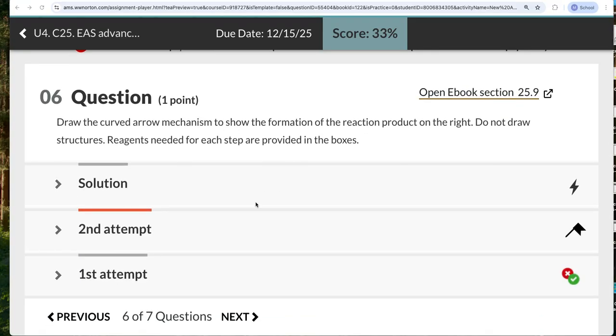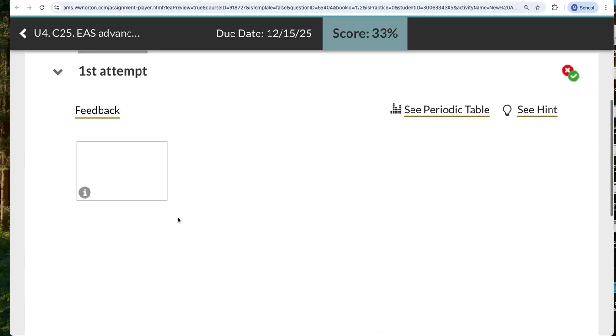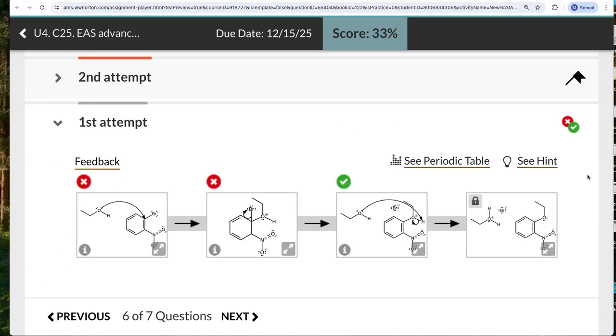Curved arrow mechanism for the formation of the reaction product. I guess we'll look at the first attempt. So first and foremost, what do you think is interesting about the mechanism as shown? No, just overall. I guess we could say initial impressions, maybe.